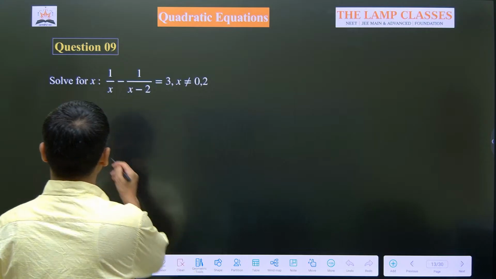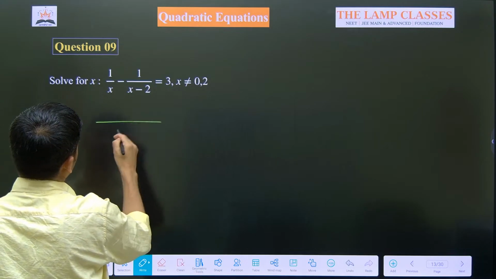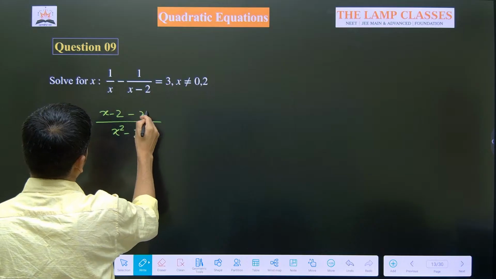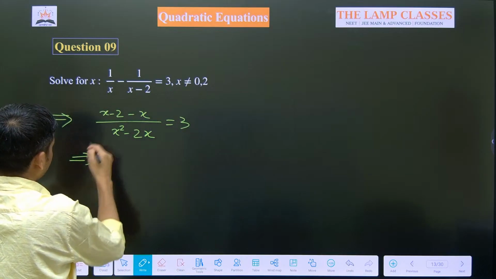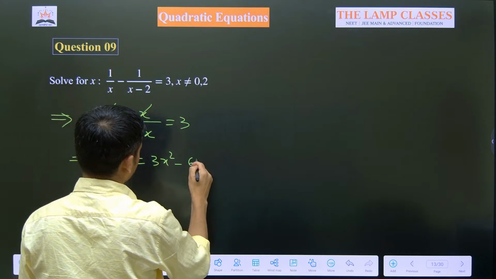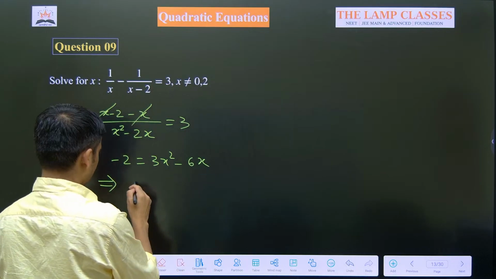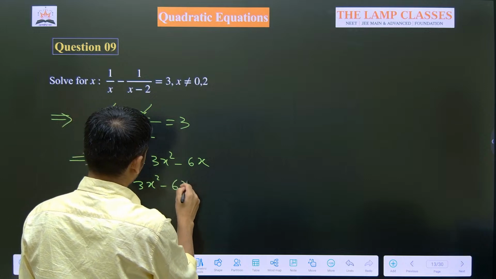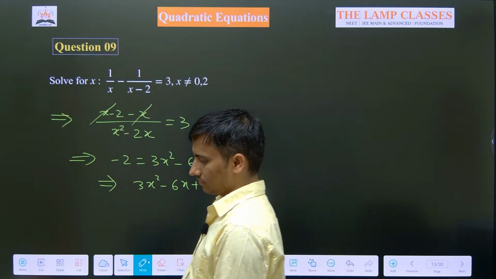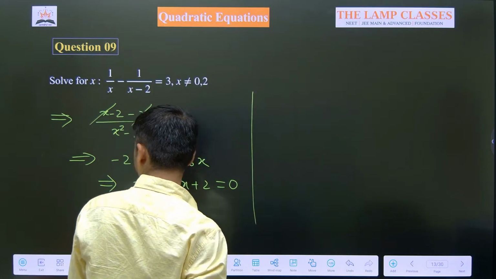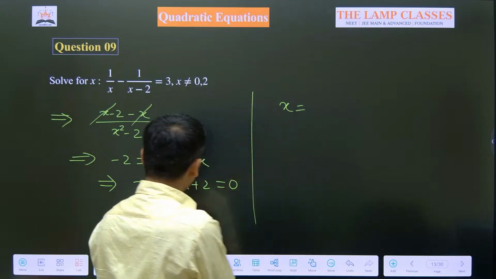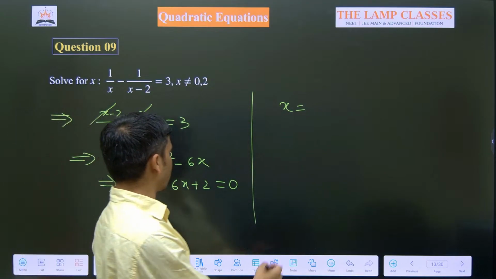Okay, so let's solve it. Take the LCM. You can go ahead with the quadratic formula, guys, because it doesn't look, at first glance, very easy to do factorization. So the quadratic formula will be better.